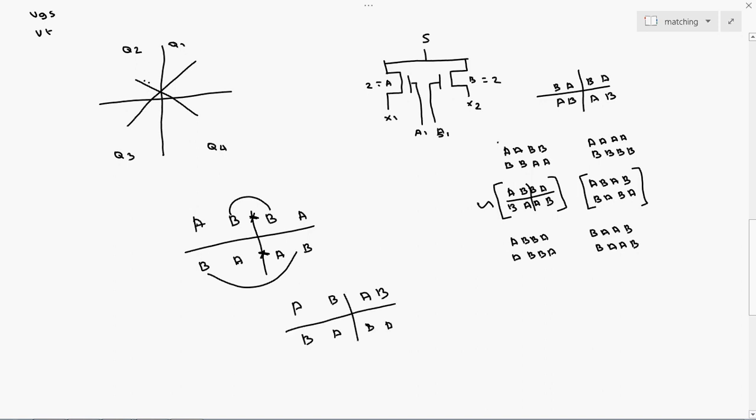Consider A1 and A2, and then B1 and B2, because both transistors have 2 multipliers, right? A is equal to 2 and B is equal to 2. Or else we can go for A is equal to 4, B is equal to 4. So this pattern is A is equal to 4 and B is equal to 4.